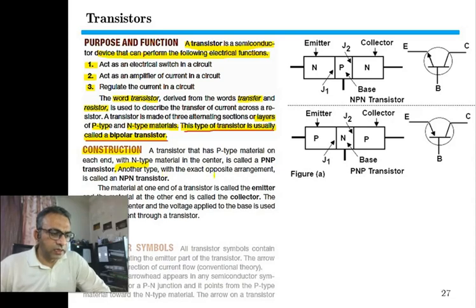And another type with the exact opposite arrangement is called the NPN transistor. So now in the diagram, let us look at the PNP and the NPN transistor. In figure A, we have the PNP transistor. Now the construction of a PNP transistor is that there are two p-type materials on either side.